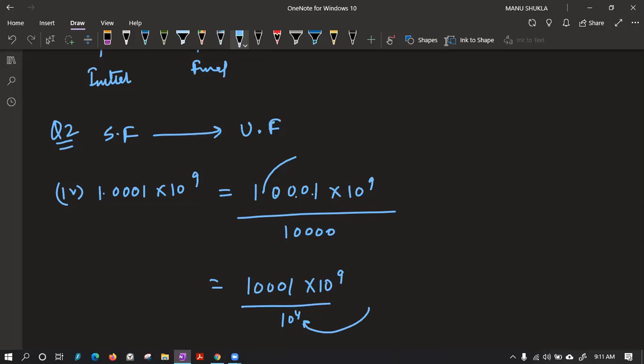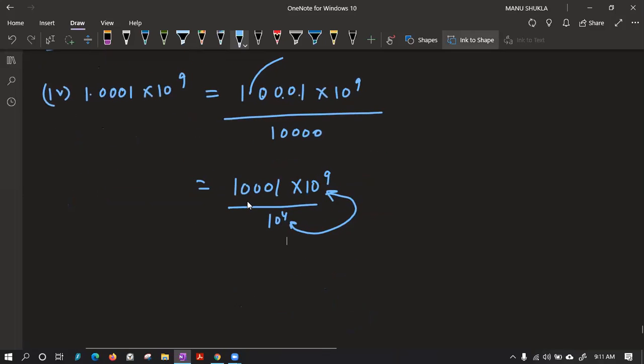And we have learned in the formulas that if the same bases are getting divided, we have to subtract the power. If you subtract the power, it becomes 1001 into 10 to the power 9 minus 4, which is 5. So the final answer is 1, 2, 3, 4, 5.